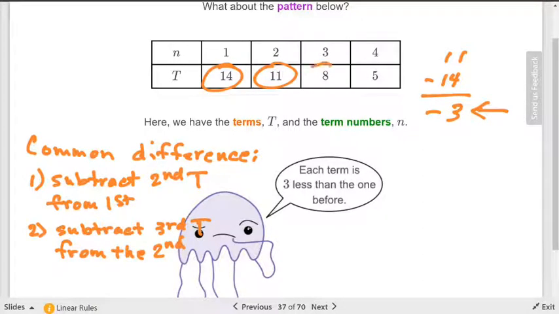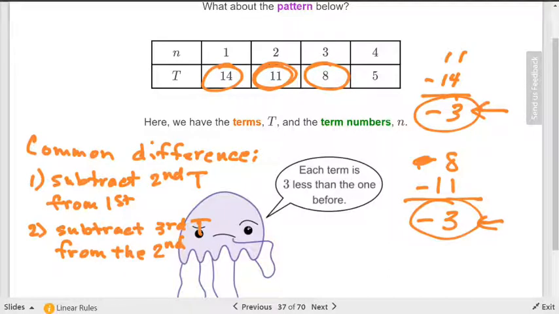So what is the third one? And what's the first one? Oh, sorry, I've done it backwards. It's 8 minus 11, the second one from the third. So 8 minus 11 is what? And what do you notice there? They both have the same number. Right, so that means that is your common difference.